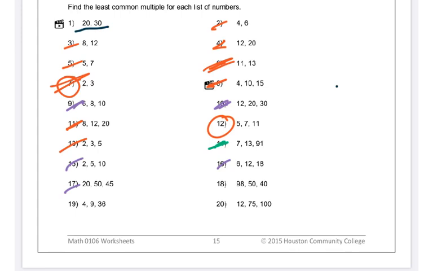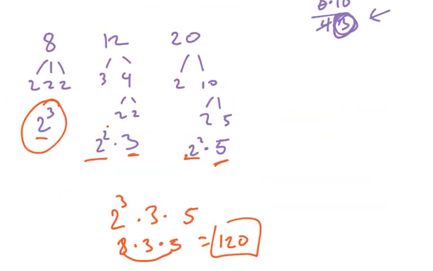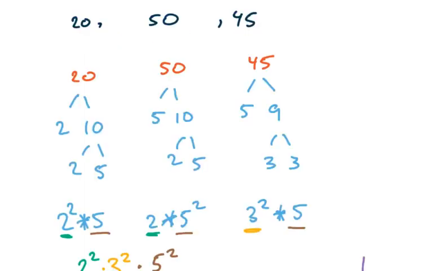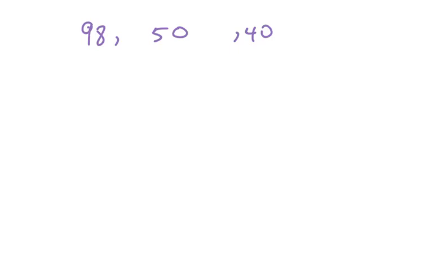Okay, so next we have 98, 50, and 40. And again, because these numbers are so close, it makes sense for us to break these down to the primes. So we'll take each of these separately and break them down to primes.